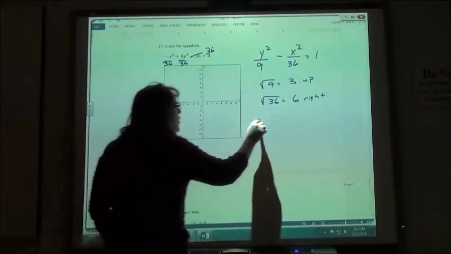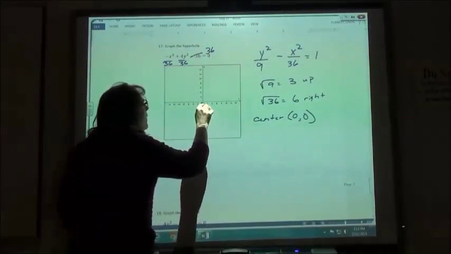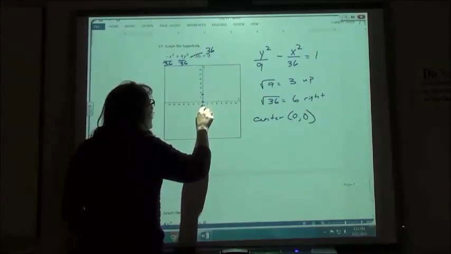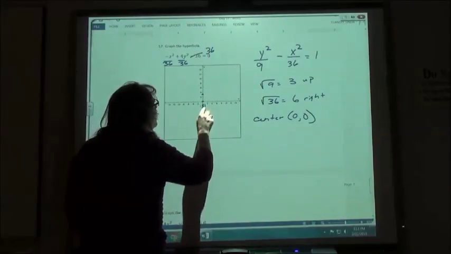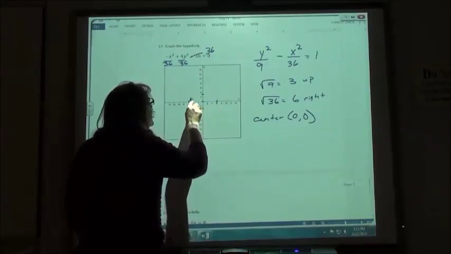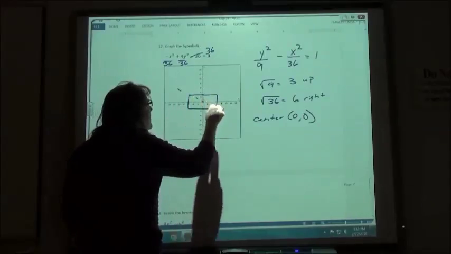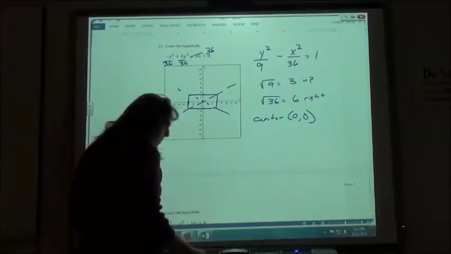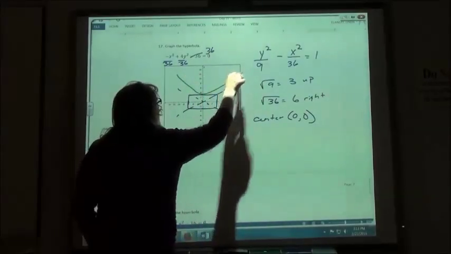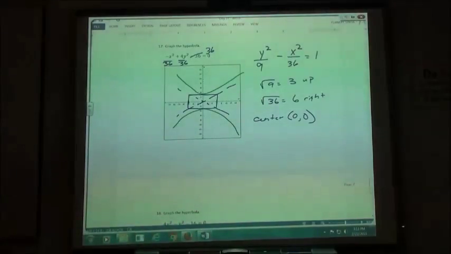And so my center, again, is at the origin, 0, 0. I'm going to go 3 up, 1, 2, 3 up. 3 and 6 to the right, 1, 2, 3, 4, 5, 6. Which is going to make my rectangle look something sort of like this. And my hyperbola should be opening up and down, since my y squared was positive, and it's going to look something sort of like that.